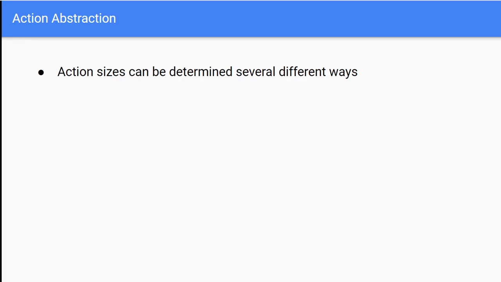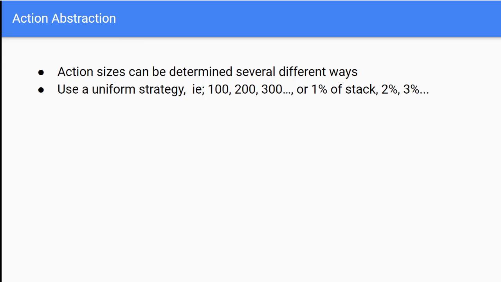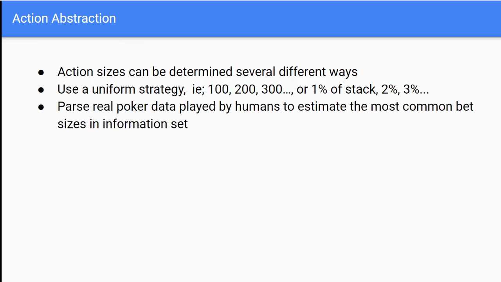So action sizes can be determined in several different ways. The first one we already lightly discussed, which is using a uniform strategy, which is again bucketing into ranges. It could be 100, 200, 300, or maybe 1% of the stack, or 1% of the pot, 2% of the pot, etc. Another thing we can do is parse real poker data played by humans and estimate maybe the top 3 most common bet sizes that are used.